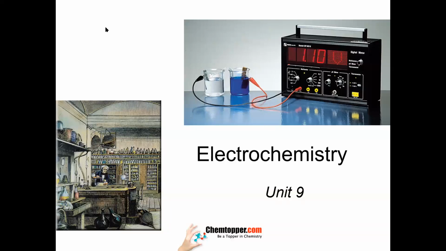Okay, so today, children, we are doing electrochemistry, the second half of unit 9, and this is the last part of the unit. And you need to understand the meaning of electrochemistry. The meaning is how to use chemistry, how to integrate chemistry with electricity.